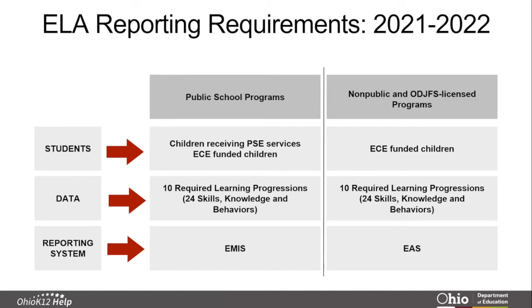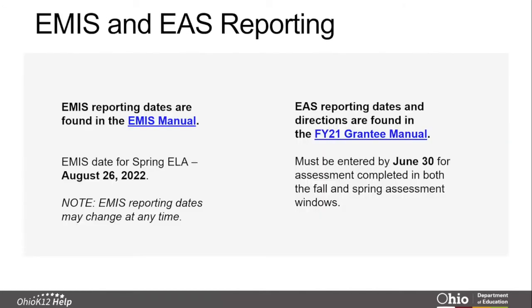Ohio ODJFS license programs and non-public school programs that serve ECE funded children report through EAS, and public schools that serve ECE funded children or PSE services report through EMIS. So here we see EMIS and EAS reporting. The EMIS reporting dates are available and found in that EMIS manual. The EMIS date for the spring ELA deadline at this time is August 26, 2022. So again, this may change, so just always keep updated on that.